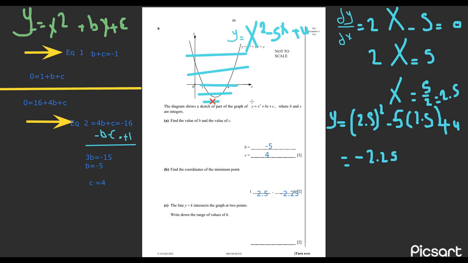Remember this, he told you this: here we have a minimum point, and the minimum point here is 2.5 for the x coordinate, and the y coordinate is -2.25. Do you remember this? Yes. So we can say that k is more than the range, which is the y coordinate. So we can say here this k is more than -2.25, and now we get the range. Okay, let's see the next.